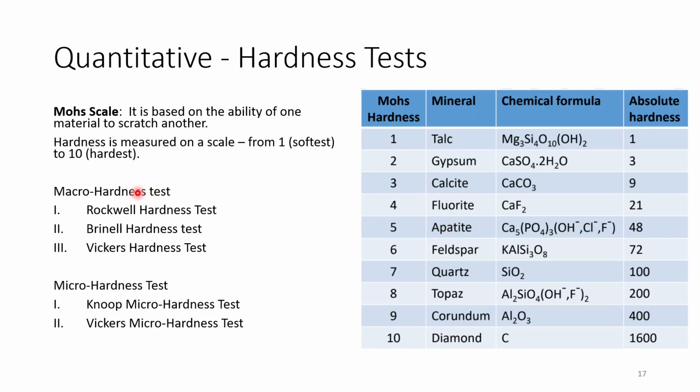Next up you have the macro hardness tests. In these you have the Rockwell, Brinell and Vickers hardness tests. In micro you have the Knoop hardness and Vickers micro hardness tests.